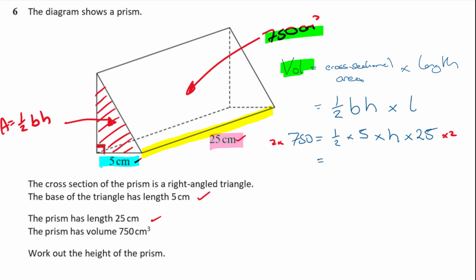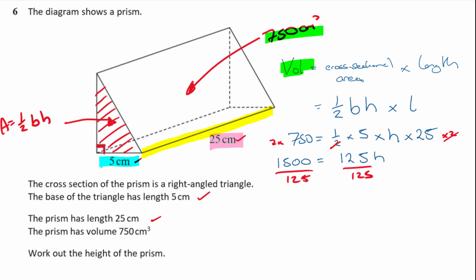So 2 lots of 750, that is 1,500. The half and the 2 will cancel on the other side, leaving me with 5 times h times 25. Now, 5 times 25 is 125, isn't it? So I'm just going to simplify that at the same time to 125h. Okay? So then to get h, I'm going to have to divide both sides by 125, aren't I?